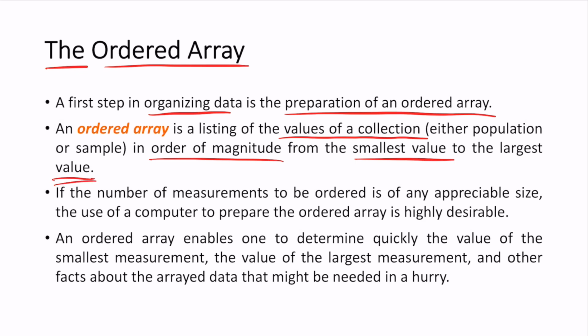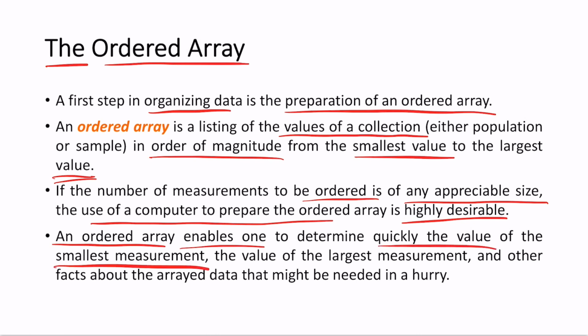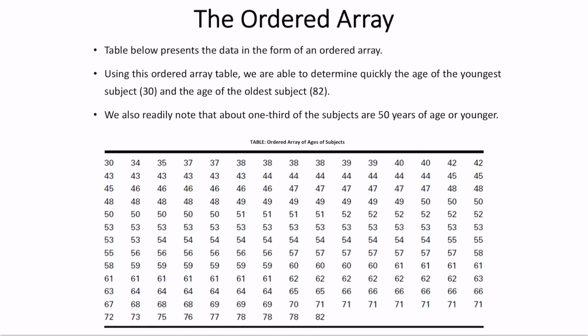If the number of measurements to be ordered is of any appreciable size, the use of a computer to prepare the ordered array is generally highly desirable. An ordered array enables one to determine quickly the value of the smallest measurement and the value of the largest measurement. For example, this is an ordered array of ages of given subjects, starting from the smallest value of 30 to the largest value of 82.